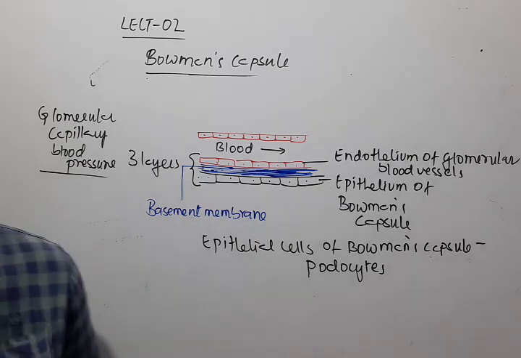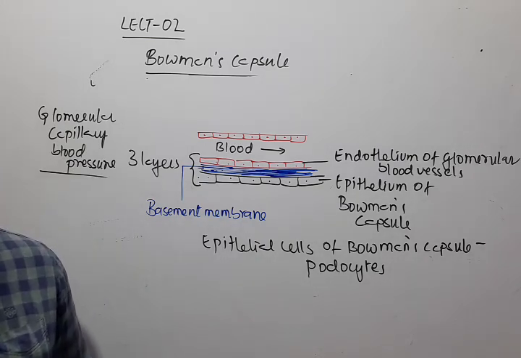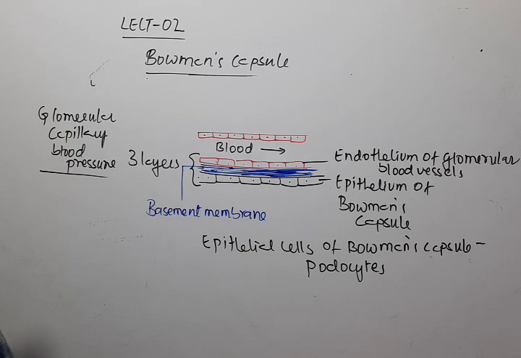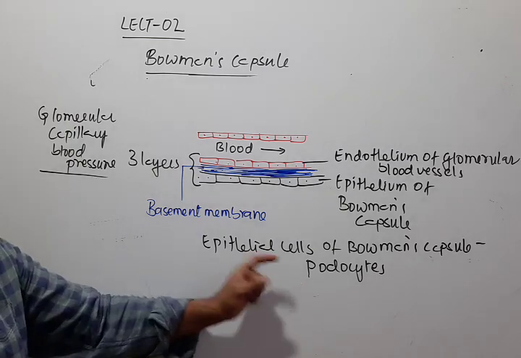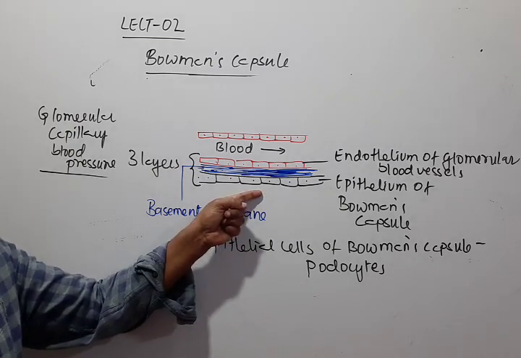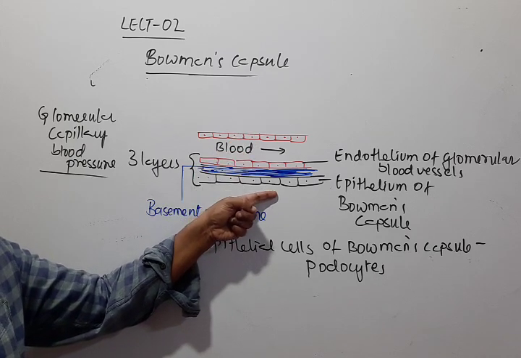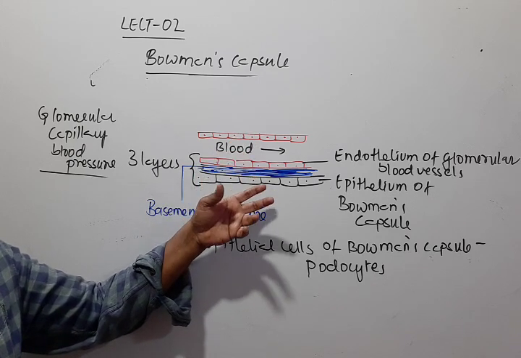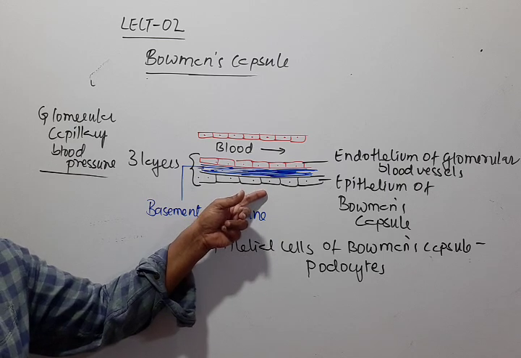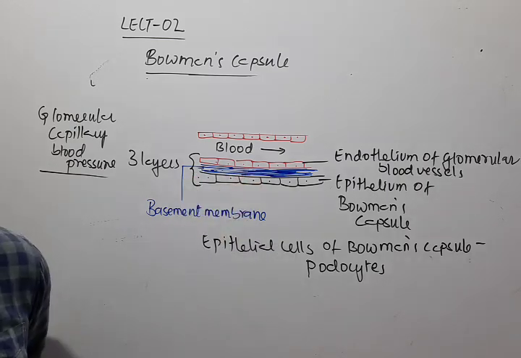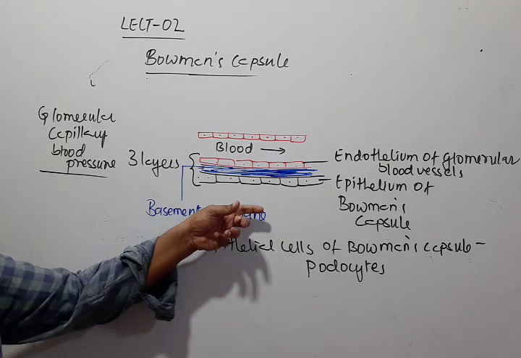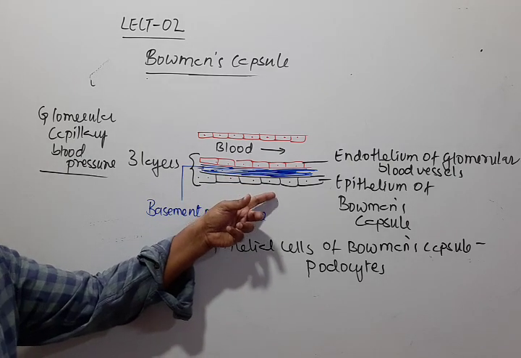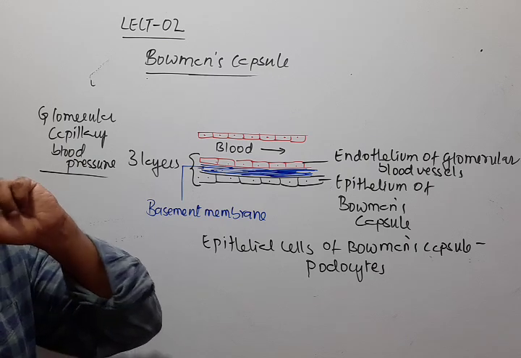In the next session I will show you how these podocytes wrap around the glomerular blood vessels, and how they leave the spaces between them, which we call the filtration slits or slit pores, through which the substances get filtered and enter into the Bowman's capsule.